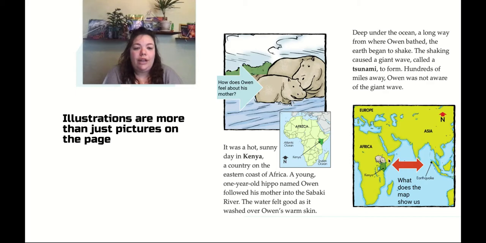But then if you look at the actual picture, you get more information. You can see how far it is from him. You can see where in the world it is. And you get more information if you look at the map along with the words.